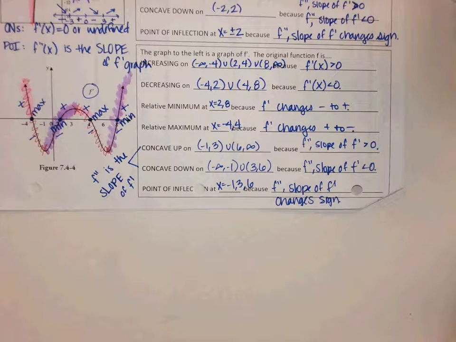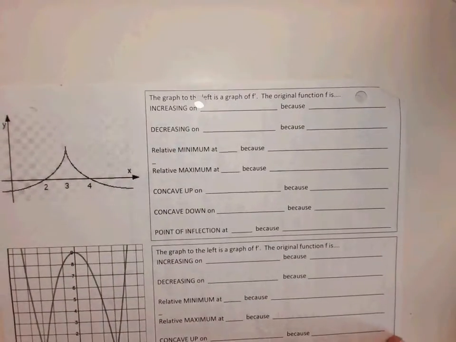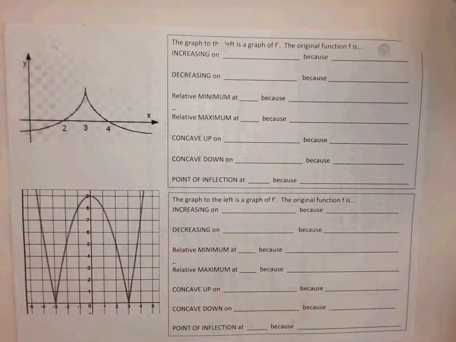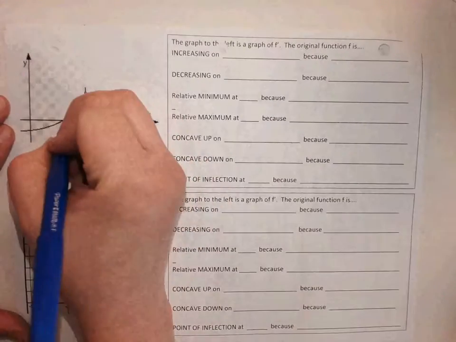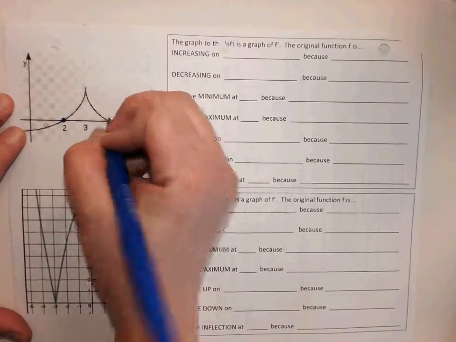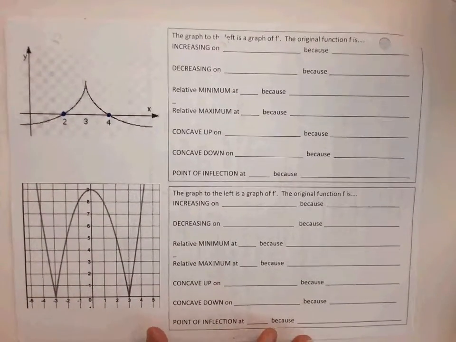Y'all remember, this is the graph of f prime, so you can't just look at it and tell me that there's a max at the cusp. Okay, that would not be correct. So look at it. Where are my critical numbers? What are they? 2 and 4. Hopefully we at least got that. Then you put negatives and positives where the graph is above and below.